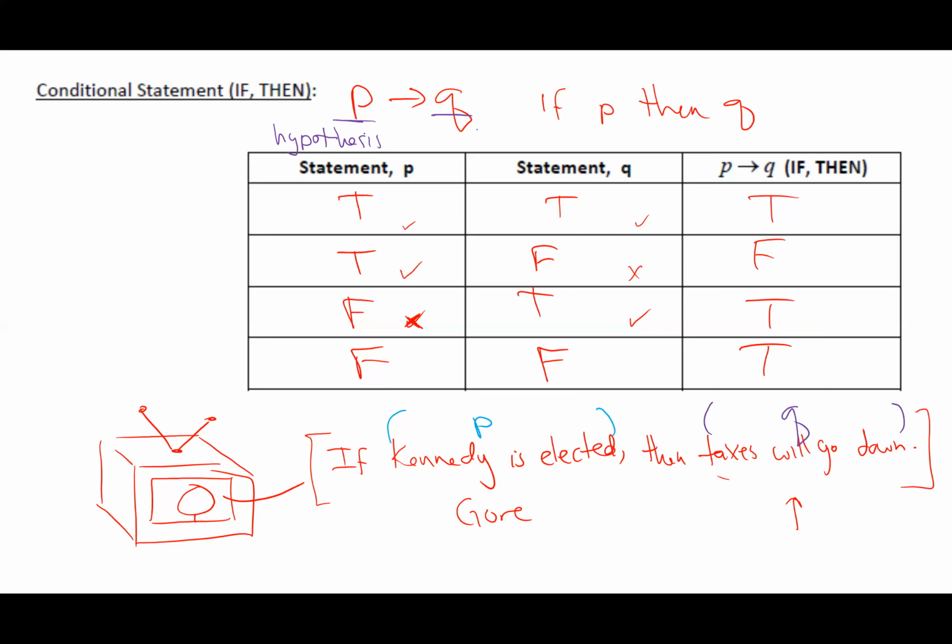And this is what's called the conclusion. In a conditional statement, the only time a conditional statement is going to be false is when the hypothesis is true and the conclusion is false. If the hypothesis is false and the conclusion is false, the statement is true. If the hypothesis is false and the conclusion is true, well, okay, the conditional is still true. It's really important that you keep that in mind.